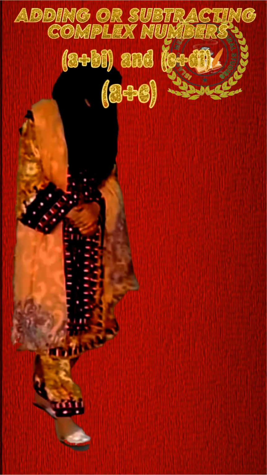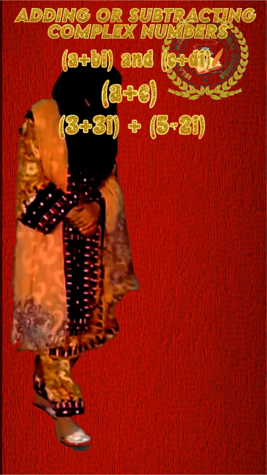Using actual numbers instead of variables, consider the example of (3 + 3i) + (5 - 2i). The real portion of the first number is 3 and the real portion of the second complex number is 5. Add these together to get 3 + 5 = 8. The real portion of the simplified complex number will be 8.